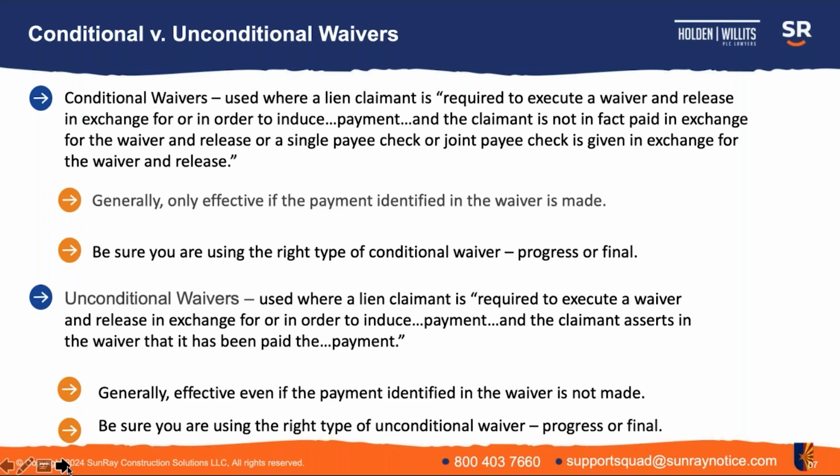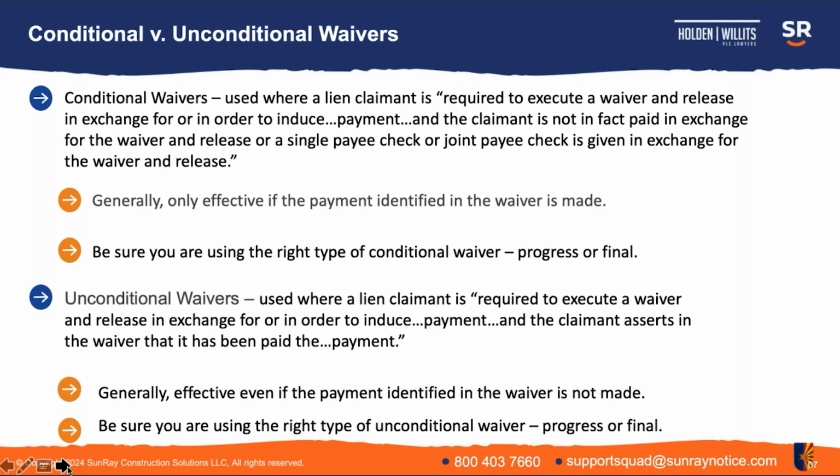As set forth there, the conditional waivers are generally only effective if the payment identified in the waiver is subsequently made. When you're using a conditional waiver, you've got to make sure you're using the right type of conditional waiver, either progress or final, and that harkens back to the last slide. You can then juxtapose conditional waivers with unconditional waivers, and these are used when a claimant is required to execute a waiver and release in exchange for, in order to induce payment, and the claimant asserts in the waiver that it has been paid the payment.